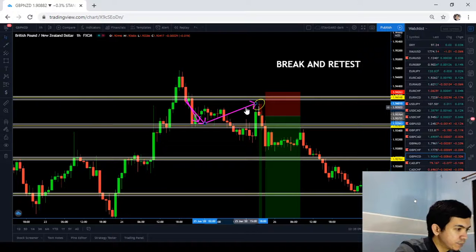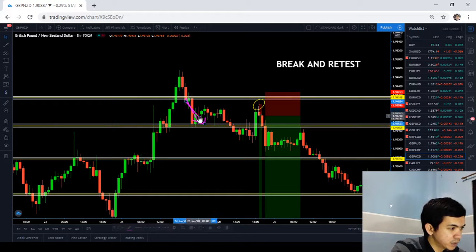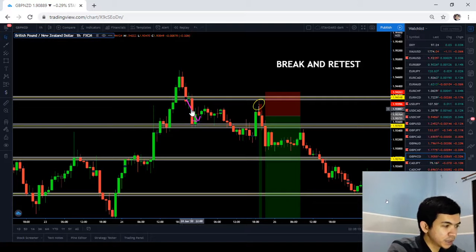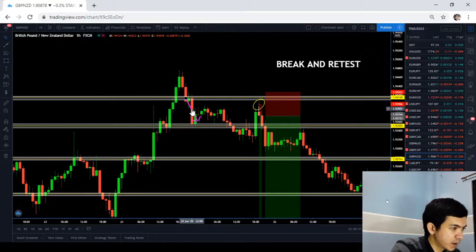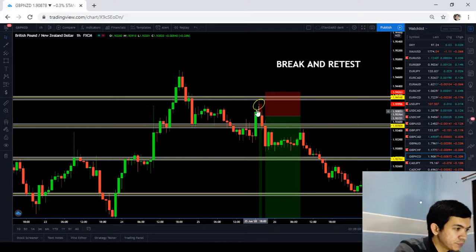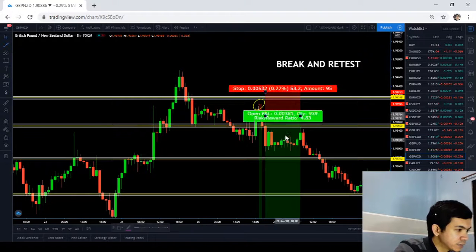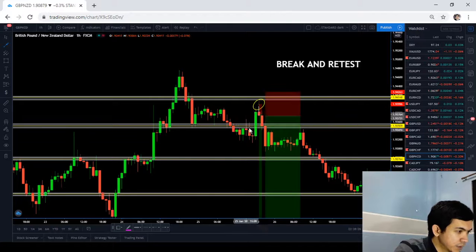So, yan isa nating first trade. So, again, applying yung break and retest concept after that move happened. Okay? Ngayon, the second level, what? Diba? Got broken. So, anong sasabihin? Break and retest. So, now, I will look for opportunity again here.